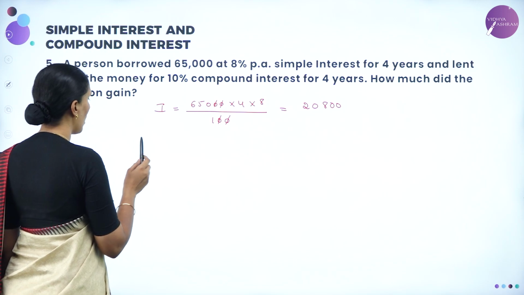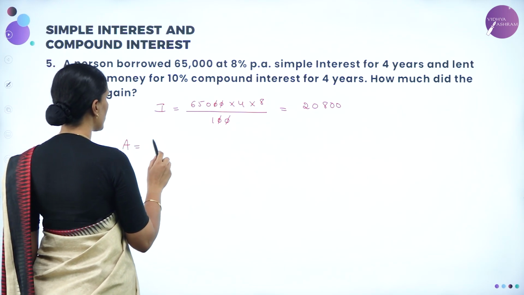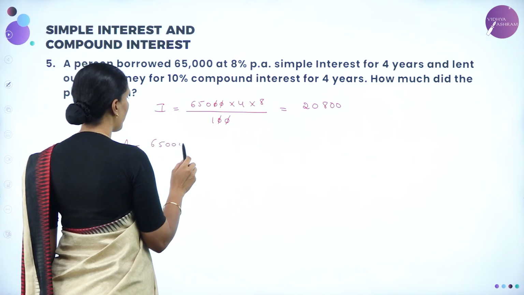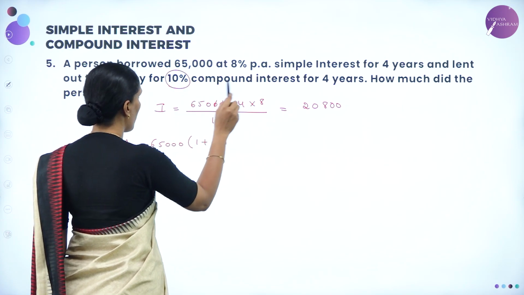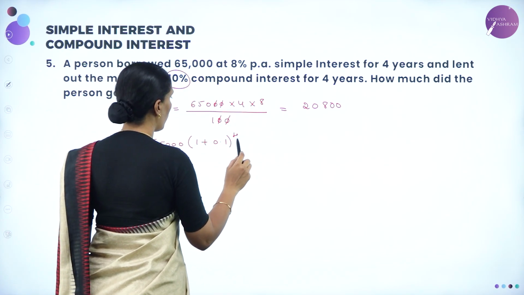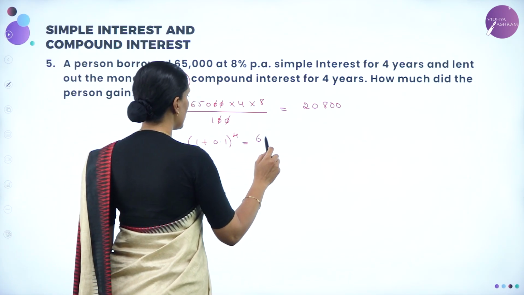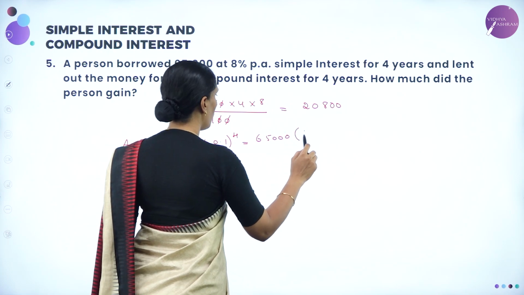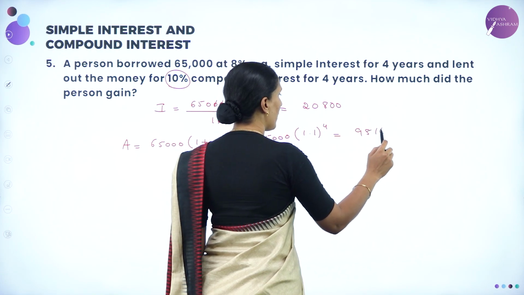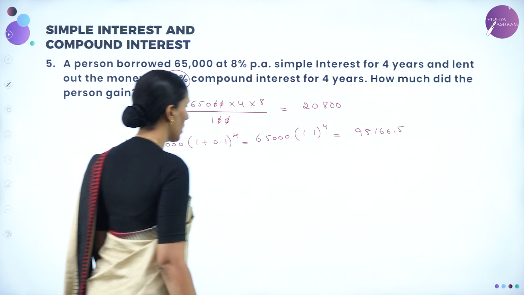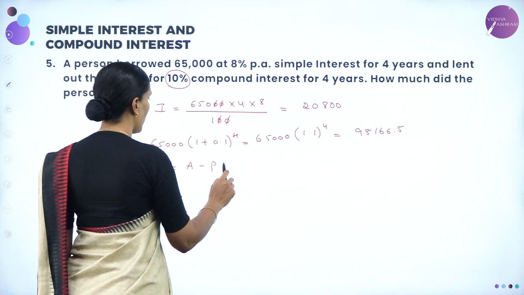Now let us calculate the compound interest. So we need the amount here before calculating compound interest. So amount is 65,000 into 1 plus 0.1, because it is 10% compound interest, whole to the power 4. The period is the same, that is 4 years. So which is 65,000 into 1.1 whole power 4, which is equal to 95,166.5. Now we need the compound interest, which is amount minus principal.